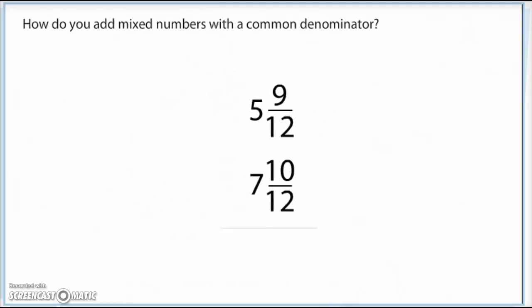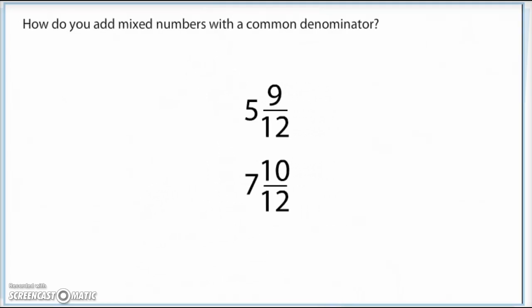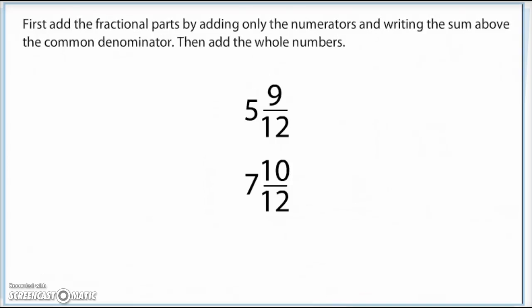How do you add mixed numbers with a common denominator? First, add the fractional parts by adding only the numerators and writing the sum above the common denominator. Then add the whole numbers.